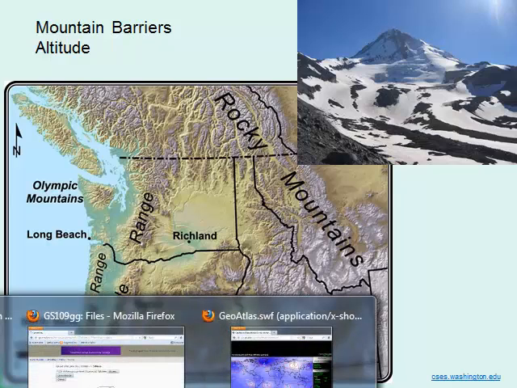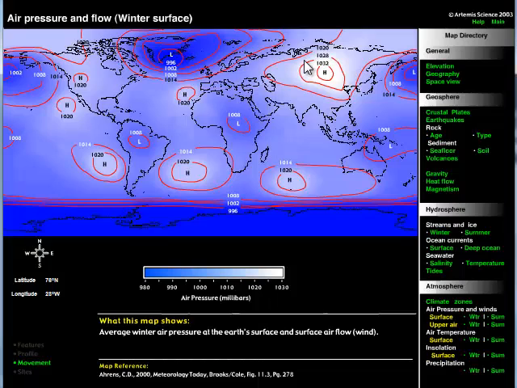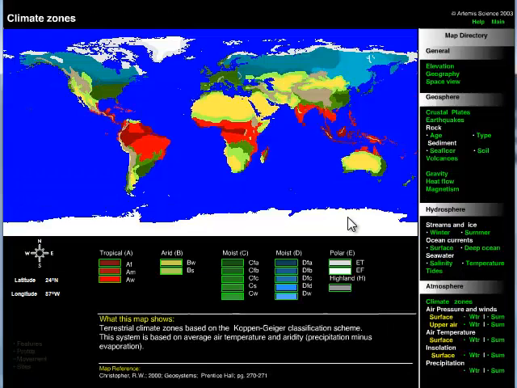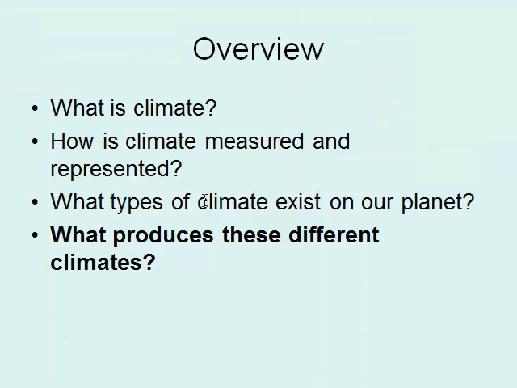So definitely check out some of the websites that are linked. You can check out this media as well. You can look at the climate zones and check out the different parts of the world here. So those are our climate zones, what causes them, bit of a review, and what climate is.